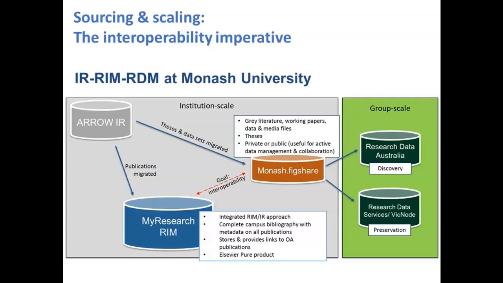So the first thing to point out is that we see a mixture of both internally and externally sourced services, as well as a mixture of campus scale and above the campus scale services. So the services in the gray box are campus scale in their deployment. The services in the green box are group scale or above the campus.